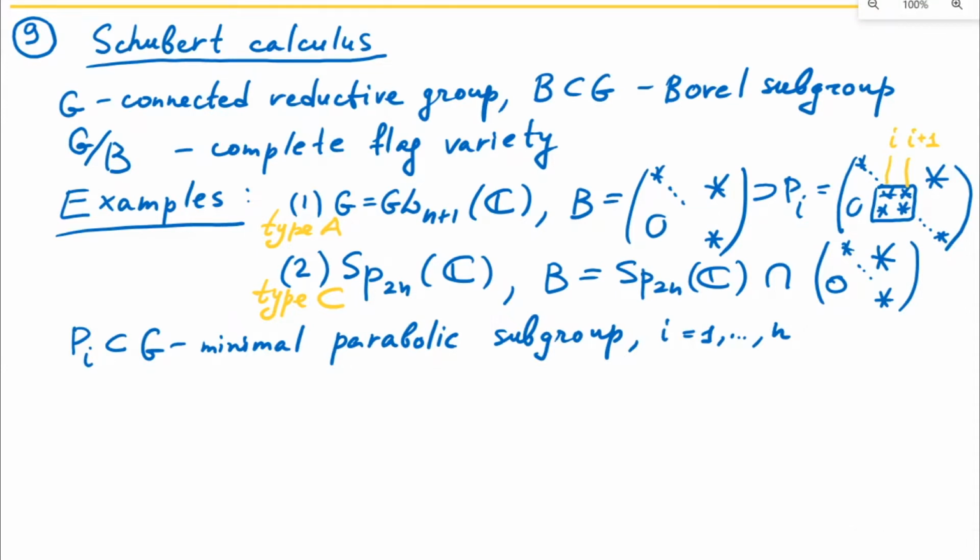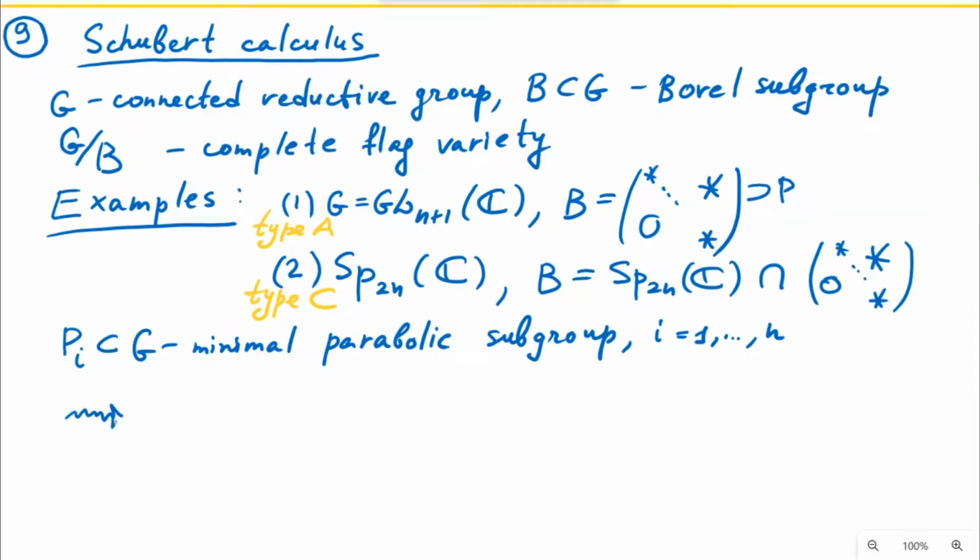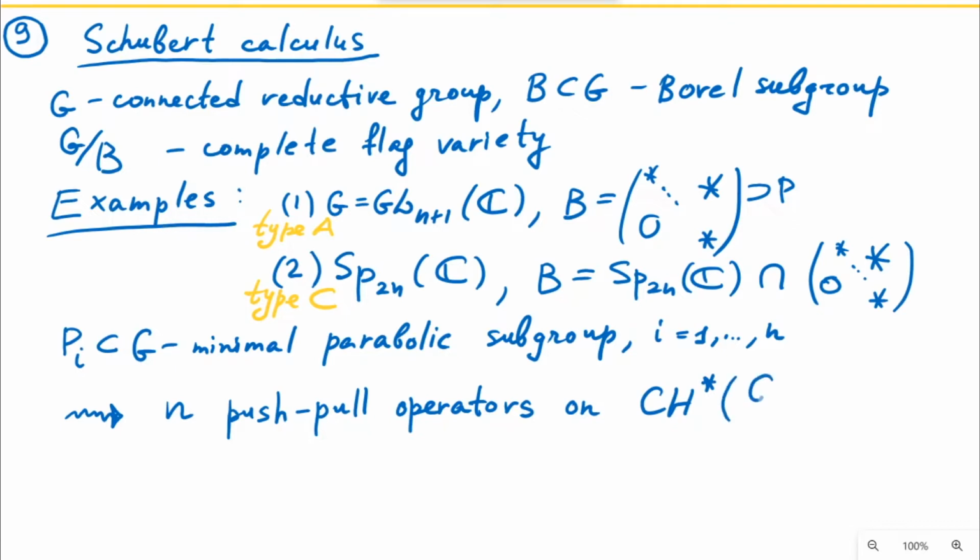So we get n different structures of projective line fibrations, and this means that we get n different push-pull operators. In Schubert calculus, these operators are usually called divided difference operators. In short, everything in Schubert calculus can be described using these push-pull operators. There is a special basis of Schubert cycles in the Chow ring of G/B, and it can be constructed explicitly using push-pull operators. So the main message here is that to understand Schubert calculus, we have to understand the action of push-pull operators on the Chow ring of G/B.